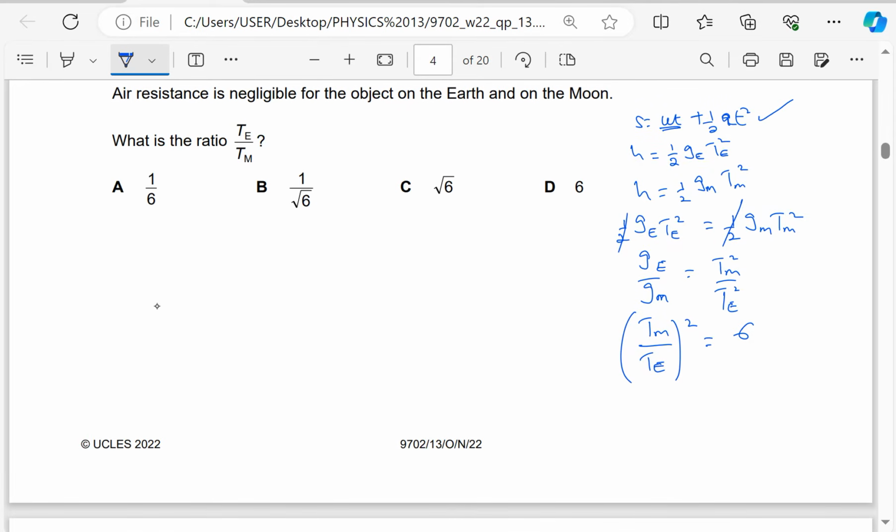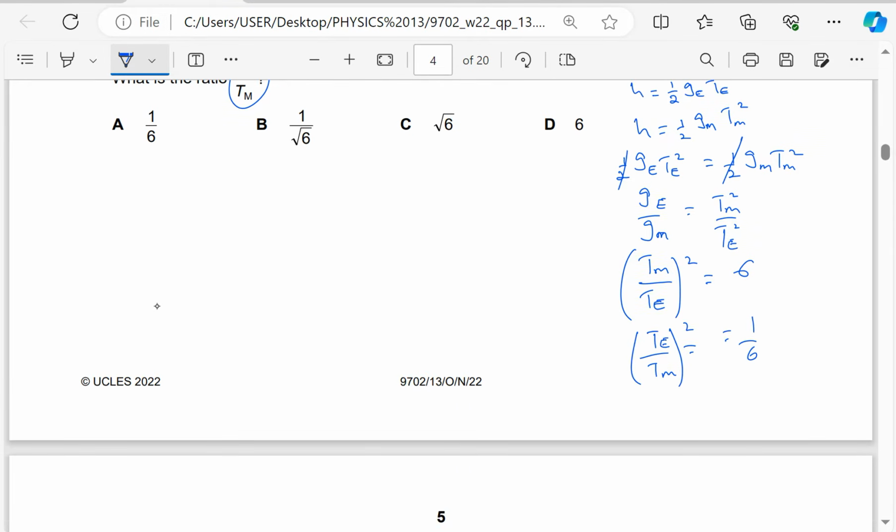But then in the question, I want the reciprocal, so I'll get the reciprocal both sides. So T on Earth over T on the Moon, of course this is squared, is going to be 1 over 6. And when I find the square root of both sides, it means T on the Earth over T on the Moon is going to be 1 over the root of 6. So this means my answer is going to be B, 1 over the root of 6.